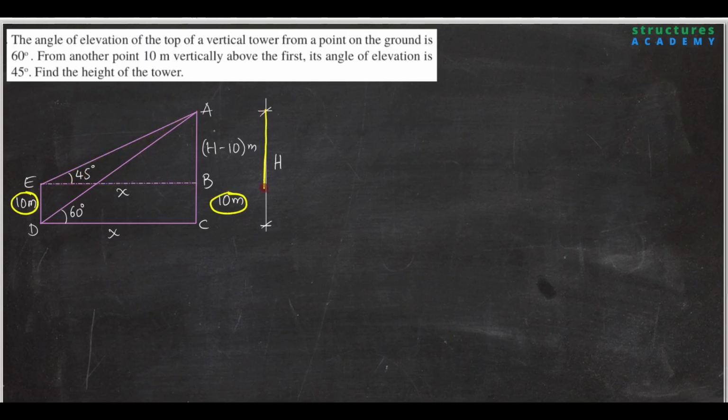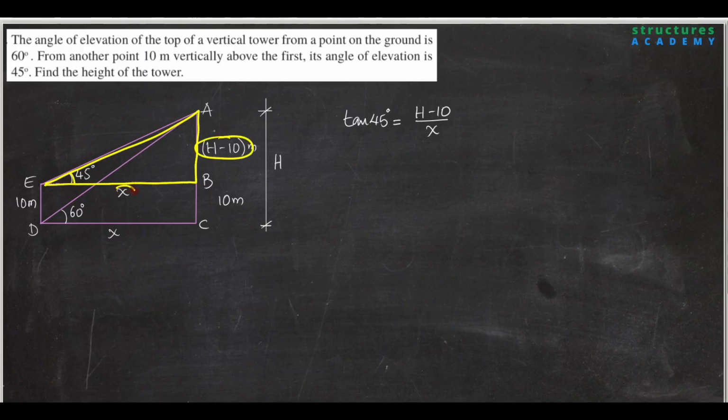Let's say the entire height of the tower is capital H. That makes this portion H minus 10 meters. We are assuming the horizontal distance is x. Now let's take the tan of 45 degrees, which would be H minus 10 over x, because 45 falls in this triangle and the opposite side is H minus 10, the adjacent is x, which essentially means 1 equals H minus 10 by x, which implies x is equal to H minus 10, and that's our first equation.